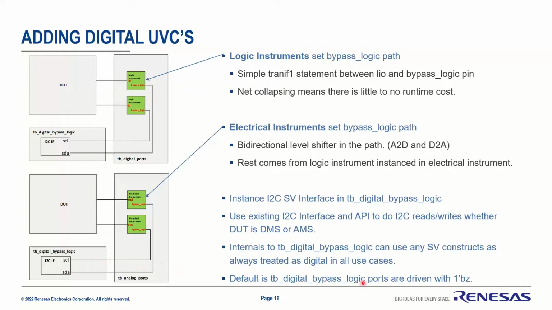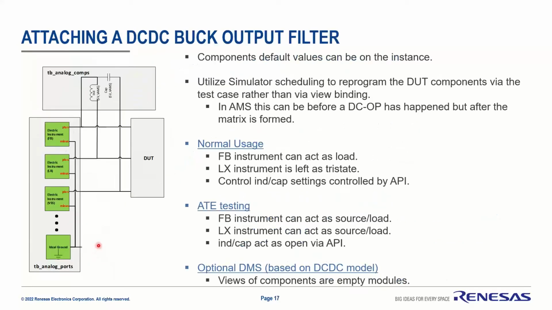The digital bypass logics are initially all driven with 1-tick Zs on this port, and that's literally just so that you don't get warnings from your simulator about undriven in-out ports. On the analog side, you might want a buck filter. So here I've instantiated an inductor and cap. Now, utilizing the simulator scheduling, I can basically reprogram those values on the fly pre-DC operating point.